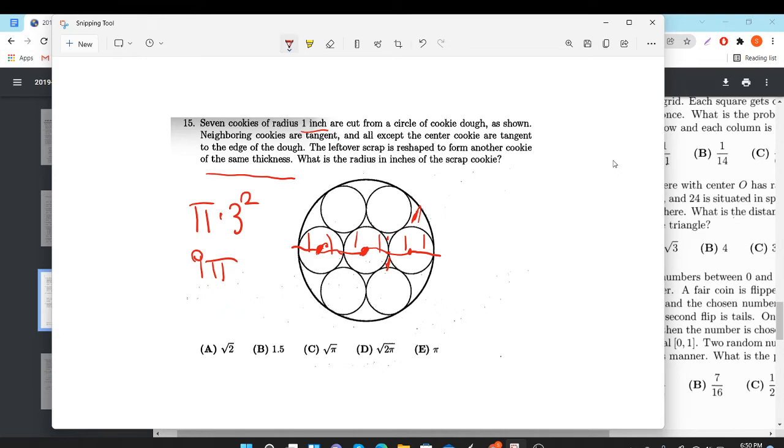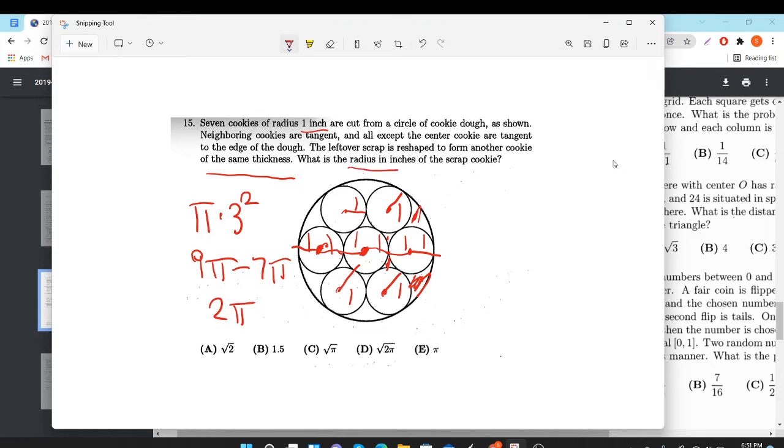And the 7 cookies are radius 1 inch, so each of these has radius 1 inch. Basically, it's a unit circle, so pi times 1 squared is pi, so a unit circle has area pi. You don't really have to memorize this; if you use the area of a circle formula, it's pi times r squared, pi times 1 squared, pi. And there's 7 of them, so it's minus 7 pi, which is 2 pi. So the area of these leftover regions, these regions that don't lie in any of these 7 circles, is 2 pi.